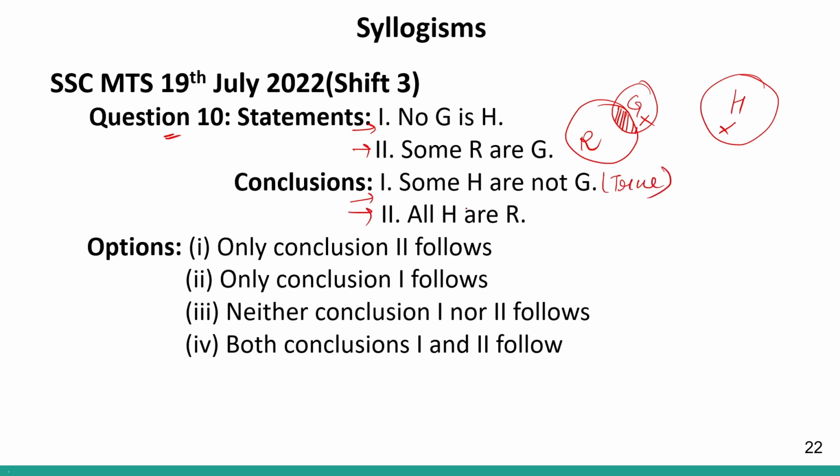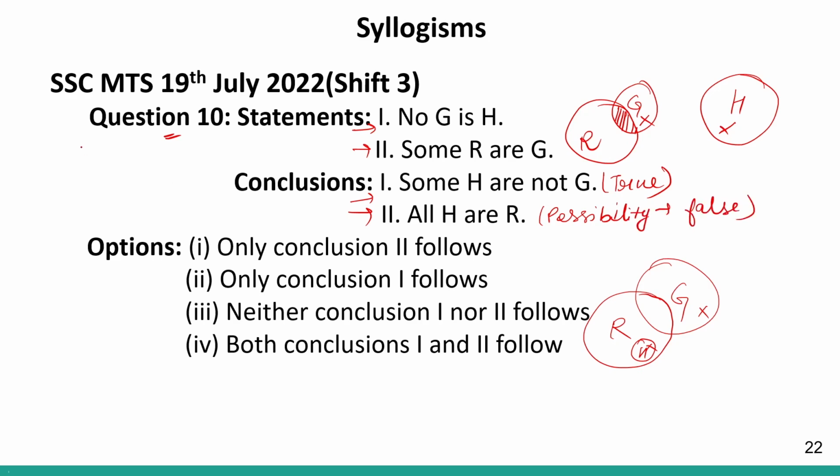Second one says all H are R. So there is no restriction on H and R. Another possibility: some R are G and no G is H can also be drawn like this. This is also a possibility. So all H are R is correct in this one, but it is not correct in this one. Correct? So now we have two possibilities. So it may or may not be true. So that means we will consider it to be false.